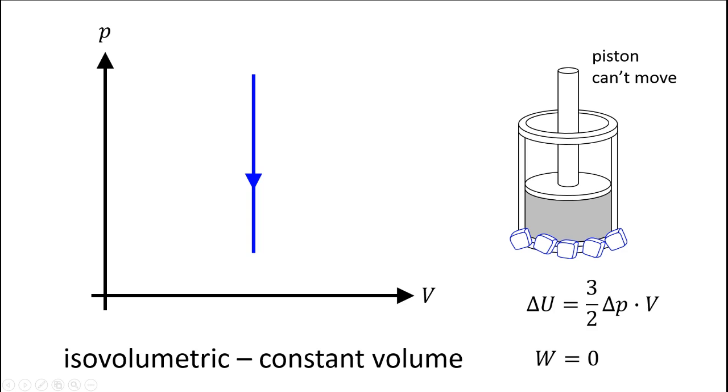Another notable equation: no work is being done. Why? There is no area under this graph. Another way to see why work is 0 is, well, the piston's not moving. So the gas isn't doing any work, and there's no work being done on the gas. There's no compression, there is no expansion.